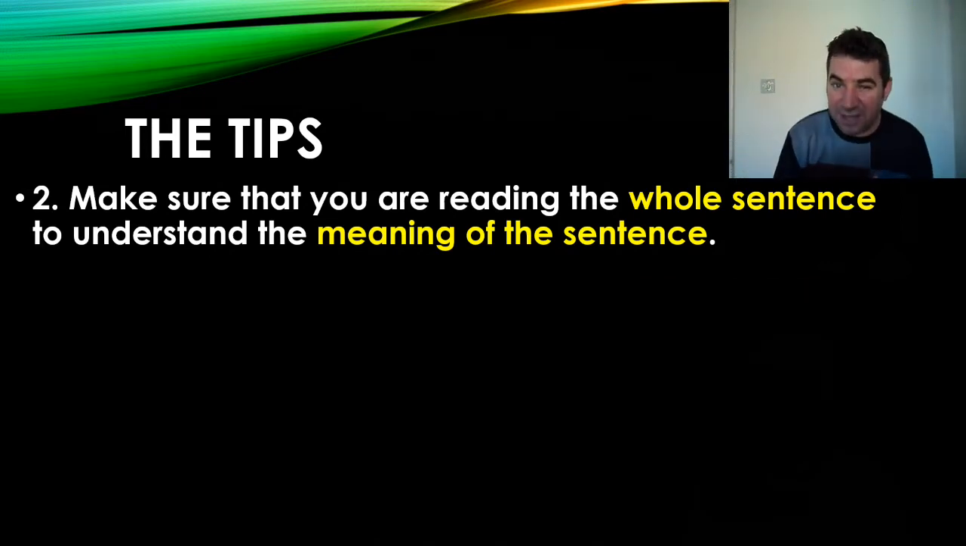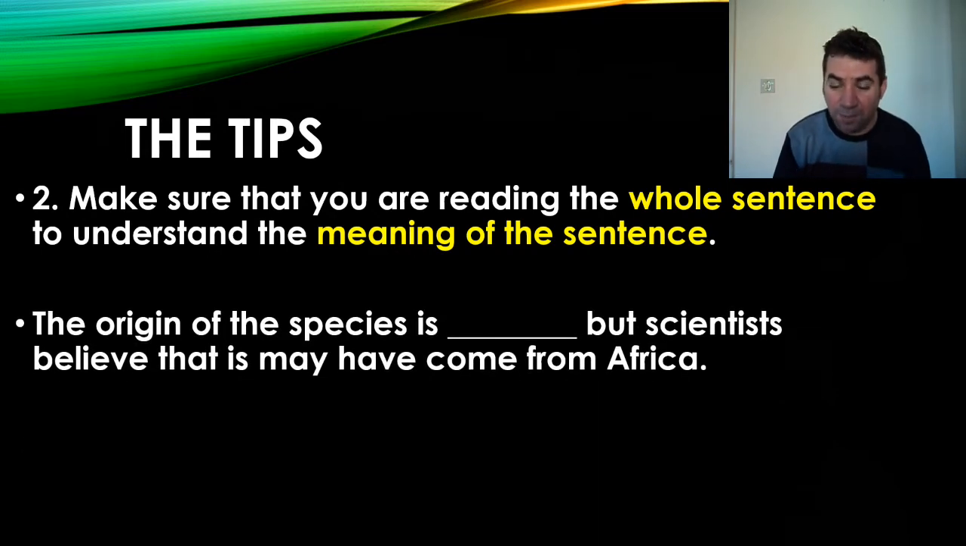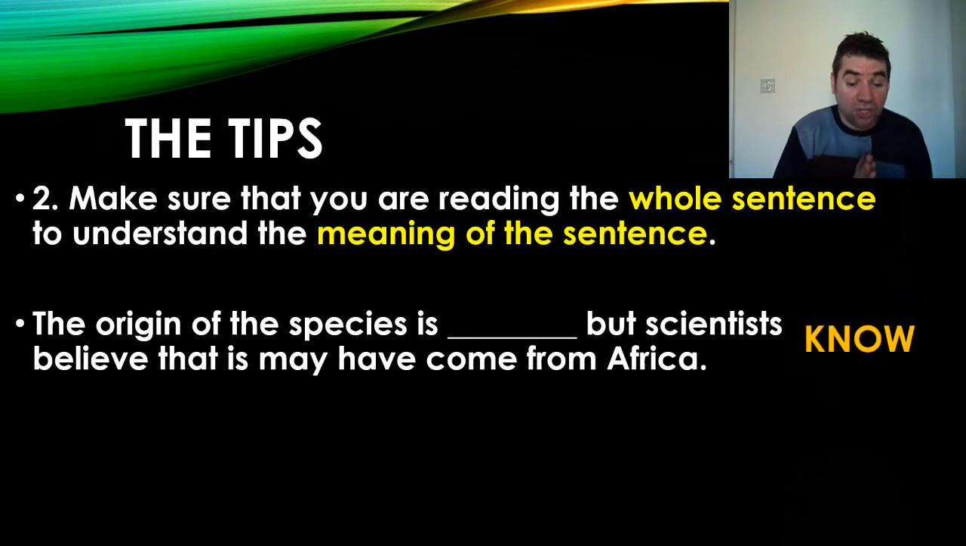So let me explain this to you. The best way is with an example. So let's say you have this example, okay, and your word is know. The origin of the species is know, but scientists believe that it may have come from Africa. So if you read the origin of the species is, a lot of people will go, oh, that's easy, is known, that's what it is.